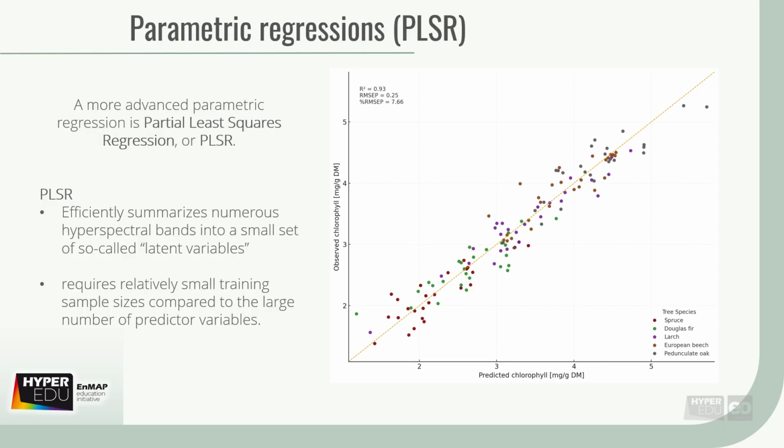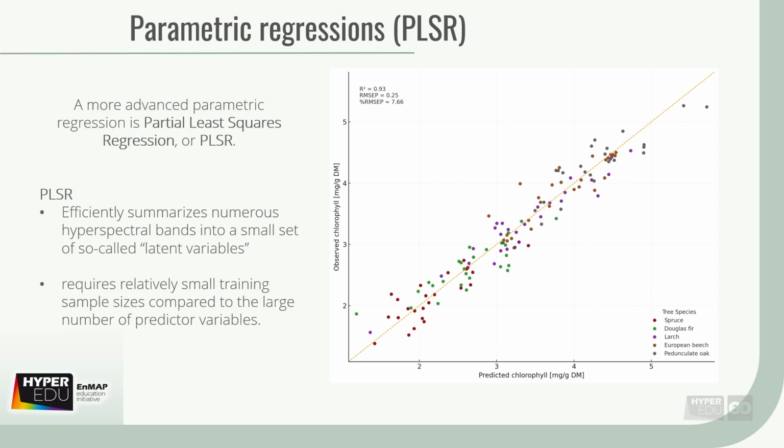A more advanced parametric regression is the partial least squares regression, or PLSR. PLSR is special because it is able to compress a large number of highly correlated predictors, such as hyperspectral bands, into a smaller number of uncorrelated predictors, so-called latent variables, which at the same time have a high correlation with the variable you want to predict, in our case, the chlorophyll content.